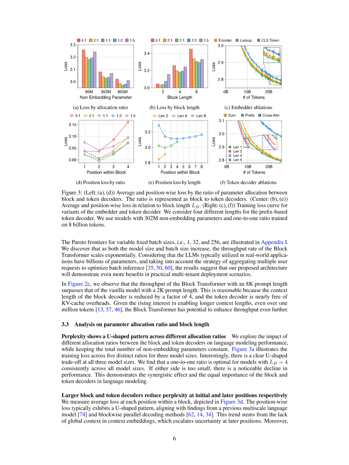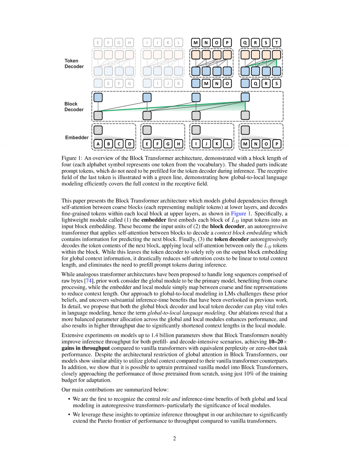Additionally, the block transformer model showed exponential scaling of throughput as both model size and batch size increased, indicating its potential benefits in practical multi-tenant deployment scenarios. Furthermore, the model's efficient global-to-local modeling approach allowed for higher compute unit utilization compared to vanilla transformers, resulting in significantly higher inference throughput and memory efficiency.